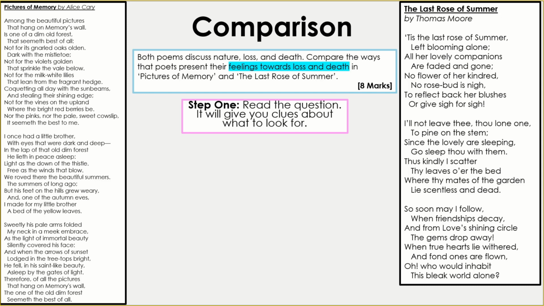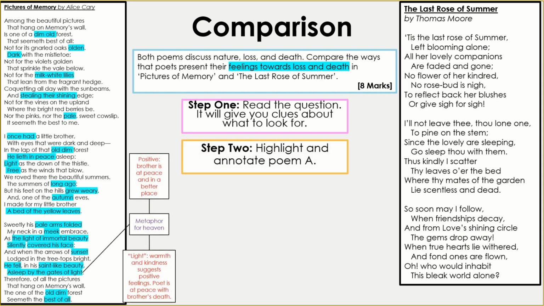8 marks. Step 2. We've already read poem 1, so we don't need to read it properly again. Instead, we can scan over it quickly and highlight anything to do with a poet's feelings towards loss and death. Just from memory, with all of the beautiful imagery, I can already guess it's going to be positive. Then make a couple of annotations. I've done one as an example.